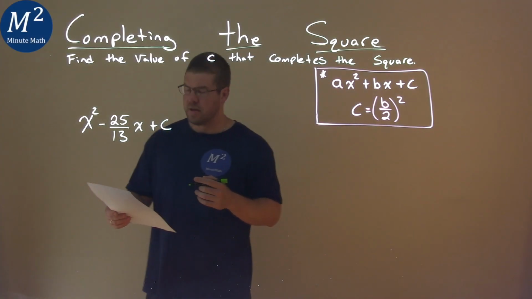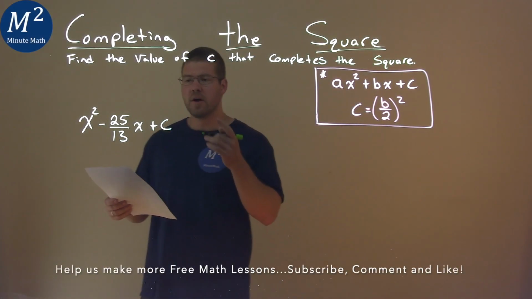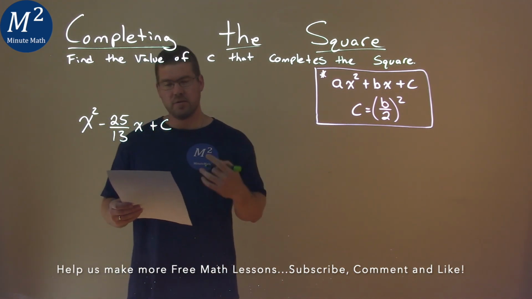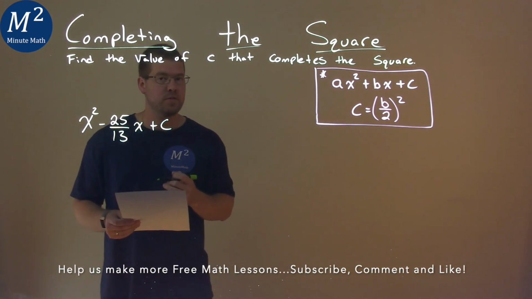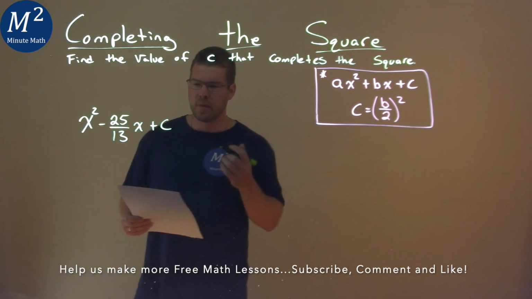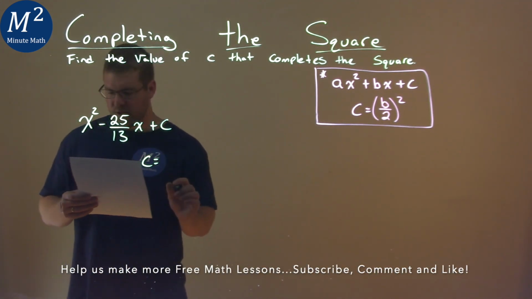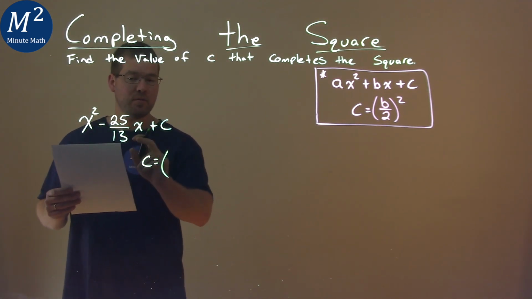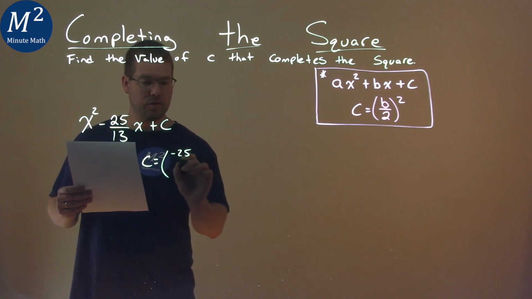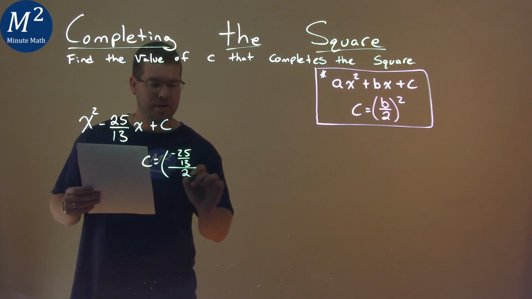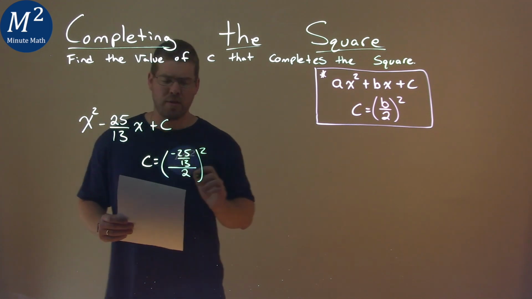We're given this problem right here, x squared minus 25 over 13x plus c, and we need to find the value of c that completes the square. So we start with our formula. C is equal to, we take our b value, negative 25 over 13, and we have to divide that by 2, and then we square that.